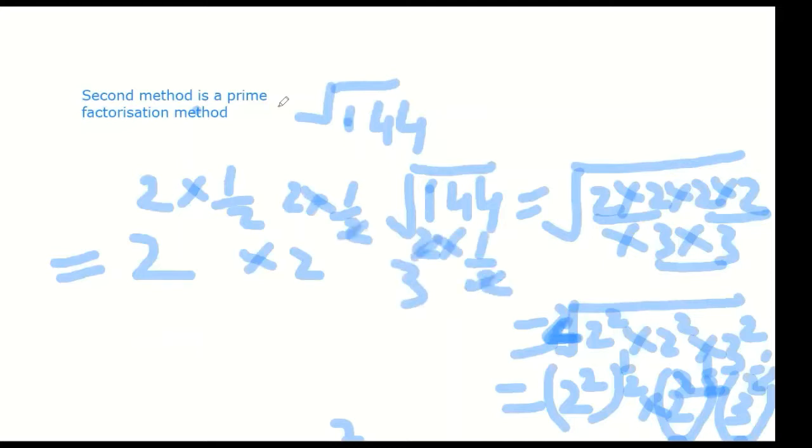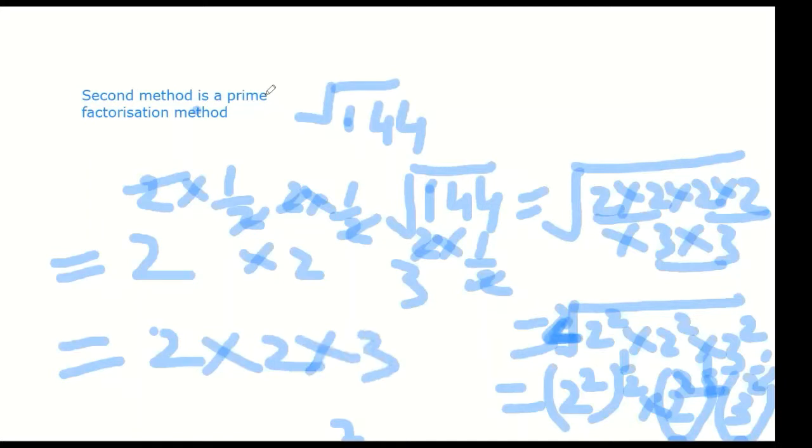This step you can avoid, but I am teaching you for the first time. That's why I am writing this, so that you may understand it. 2 into 2 into 3, 4 times 3 is 12. 12 is the answer. Square root of 144 is 12.